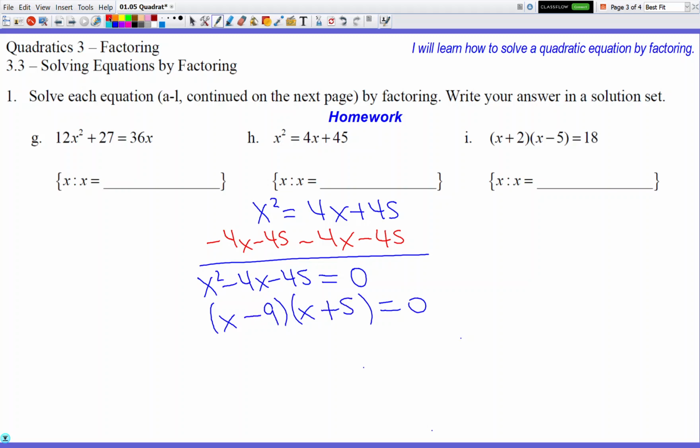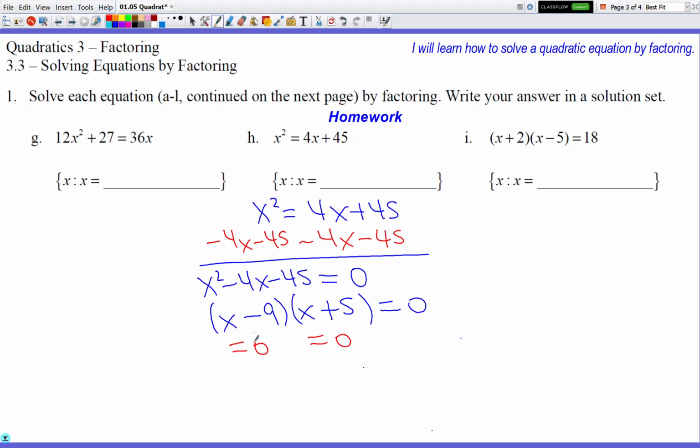Okay, so that's my factored form of this problem. So now I'm gonna incorporate section 3.1 into the mix, and I'm gonna solve for x. I'm gonna skip a couple of steps because you guys know what I'm about to write. I'm gonna show you guys how you can take some shortcuts, right?